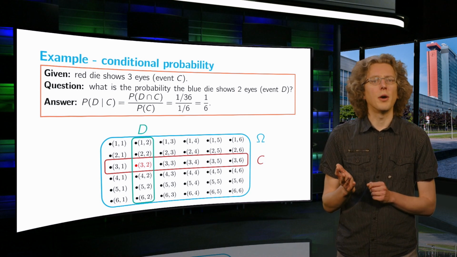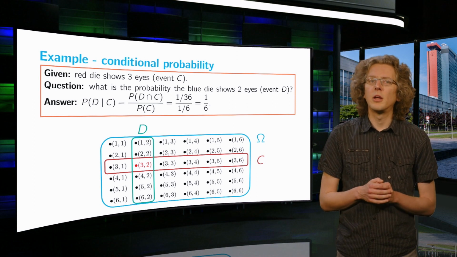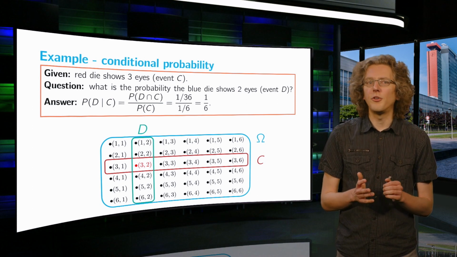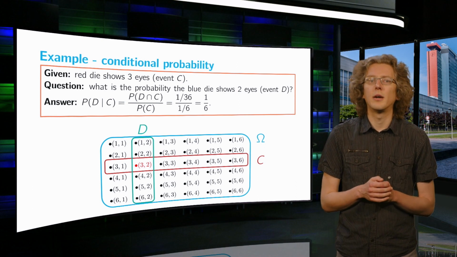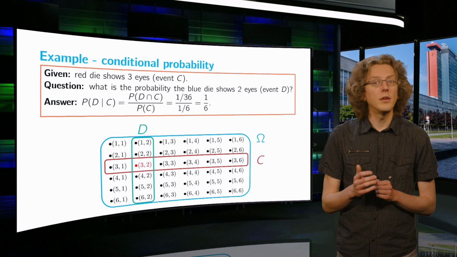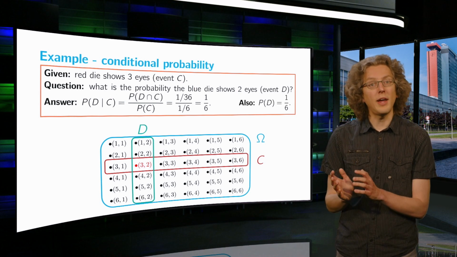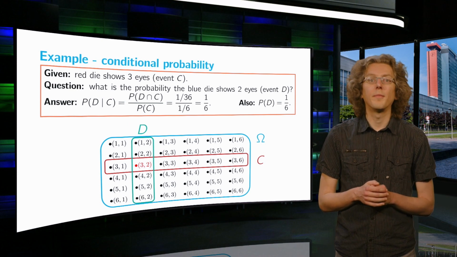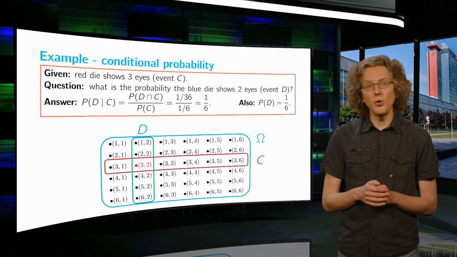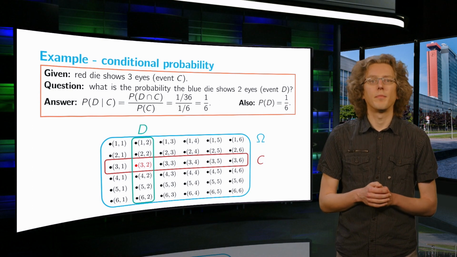But when you think about this, the blue die is independent of the red die. So the probability of the blue die showing 2 eyes should not depend on the outcome of the red die. And indeed, we have that P of A is equal to P of A given C, since they are both equal to 1/6. If this equation holds, we call the events A and C independent.